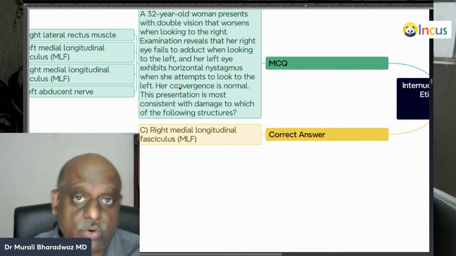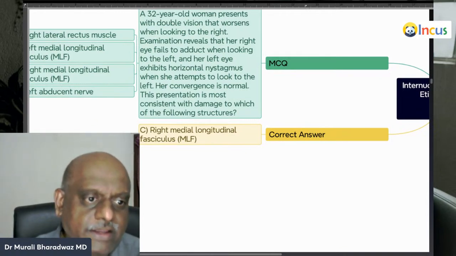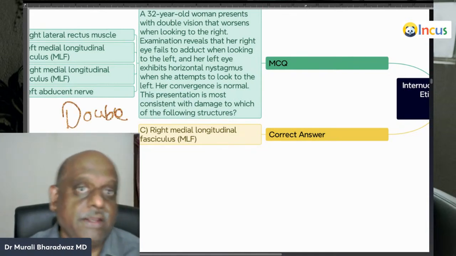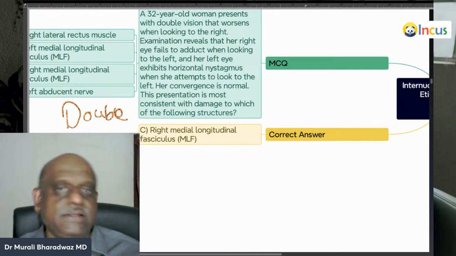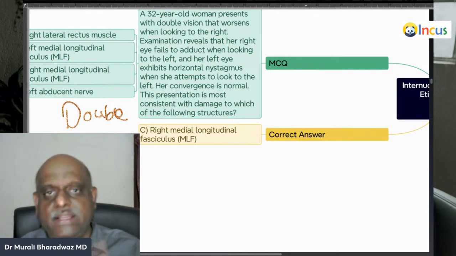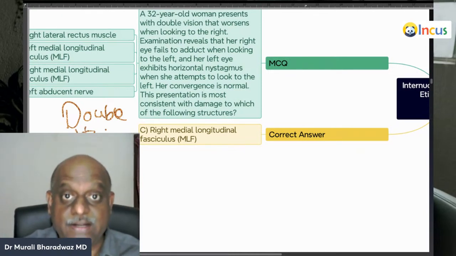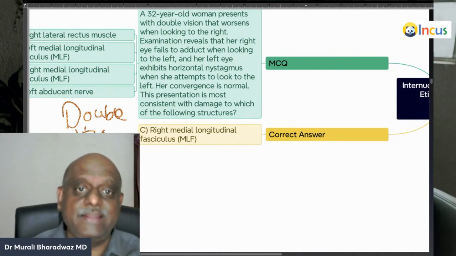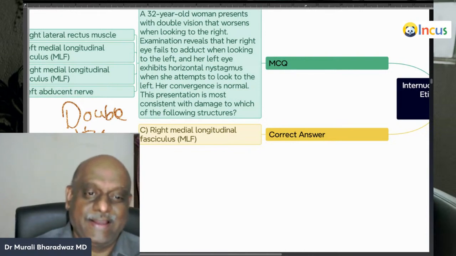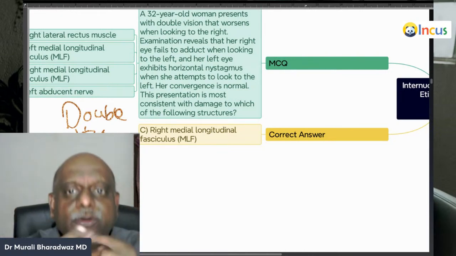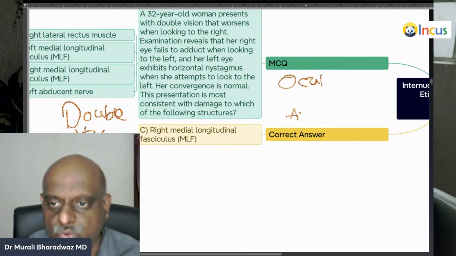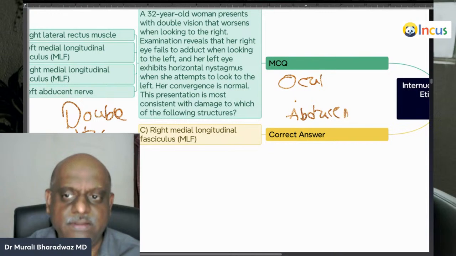Now, a 32-year-old with double vision. So what is he having? He's having double vision. It is worsening when looking to the right. The right eye fails to adduct, that's called adductor lag. And there is horizontal nystagmus in the left eye. But the convergence is normal, that means the oculomotor nerve is functioning. If you only check oculomotor function or only check abducens function, they are intact.